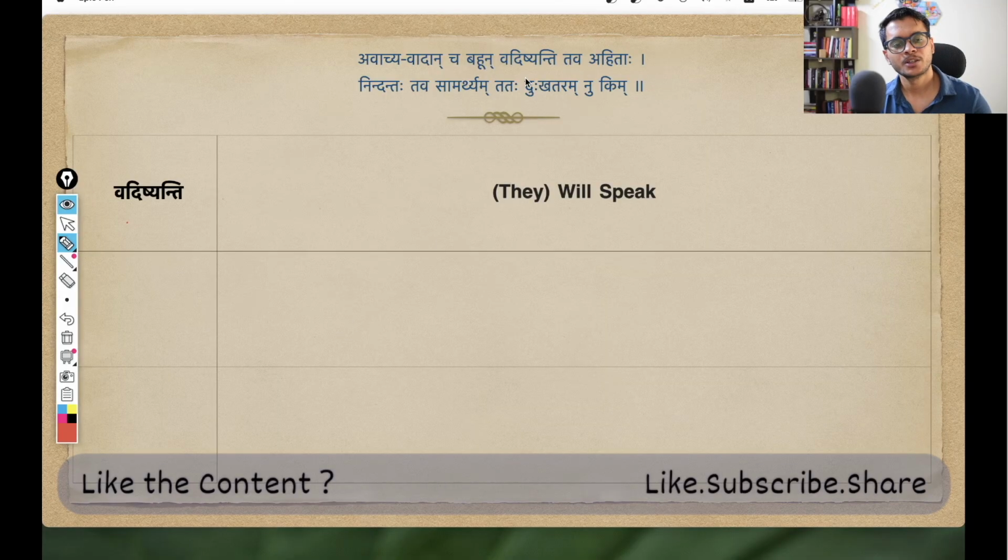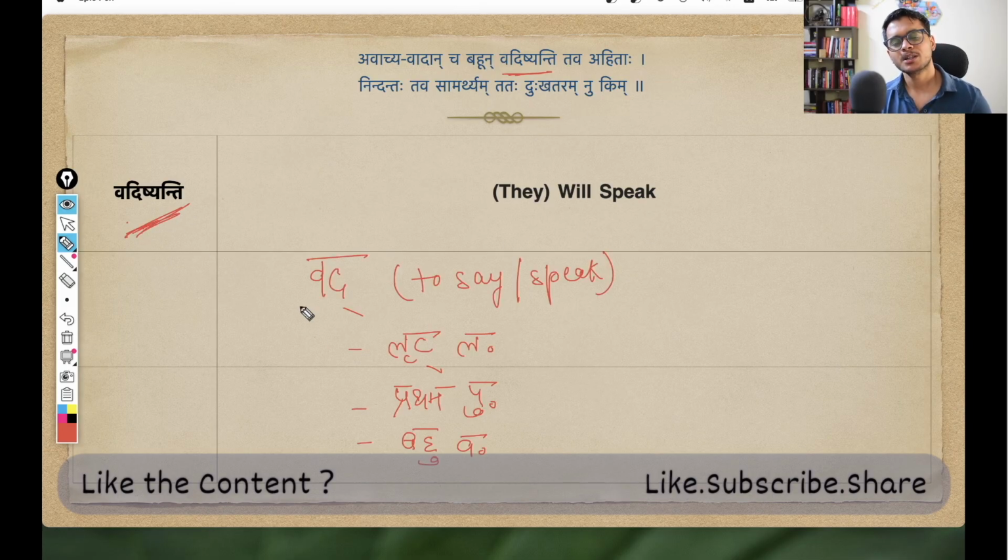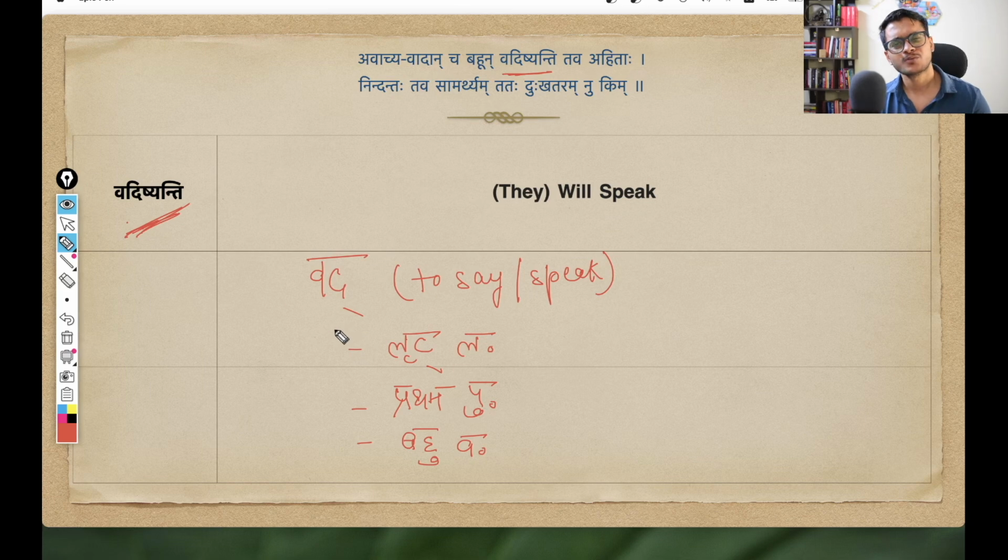We are starting the decoding with this kriya pada vadishyanti. Vadishyanti means they will speak. What is the dhatu for this kriya pada? We have vad dhatu. Vad dhatu is a very common dhatu that means to say or to speak. This is vad dhatu in lrit lakara, so the action that will be performed in the future, simple future tense, prathama purush and bahuvachanam. We are talking about multiple third persons, that is why I am using they. So in all, vad dhatu in these properties becomes vadishyanti.